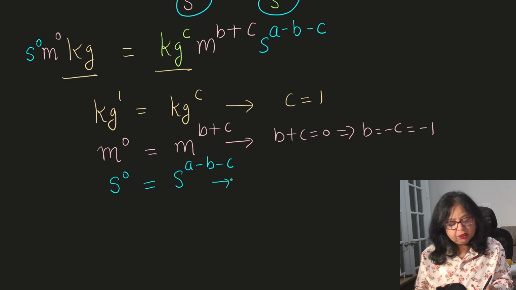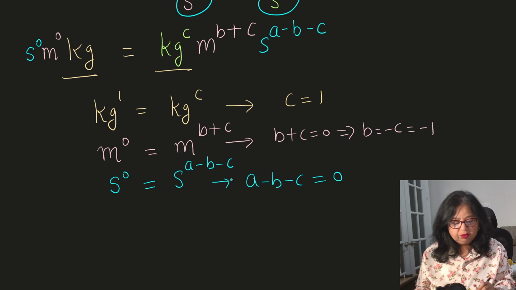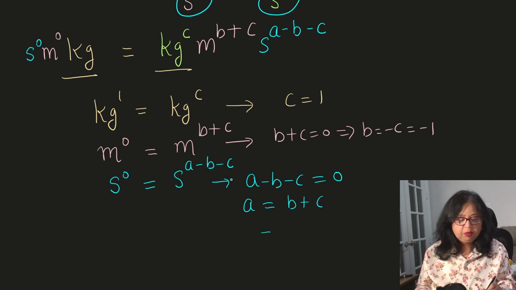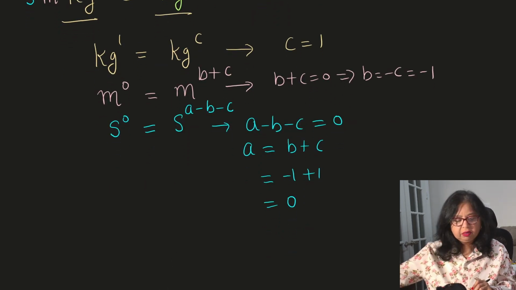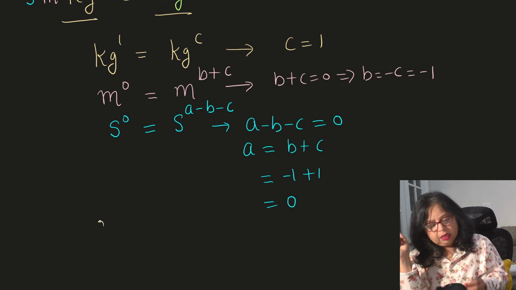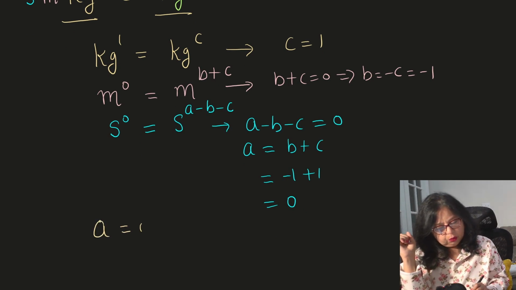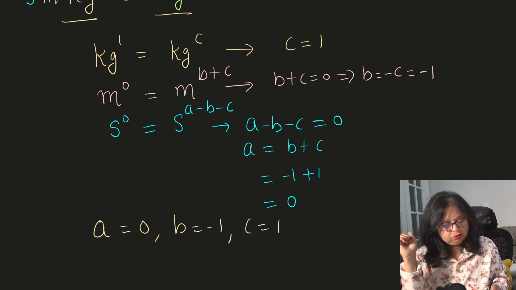Last equation will give you a minus b minus c equals 0. Now I already know b and c. Rearranging this equation gives you a equals b plus c. Now b is equal to minus 1, c is plus 1, so a is equal to 0. Interesting. So what did I get? I get a is equal to 0, b is equal to minus 1, c is equal to 1.